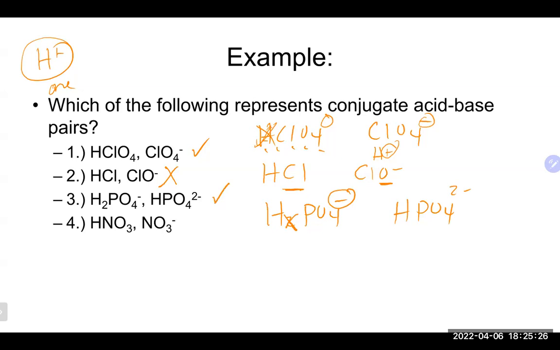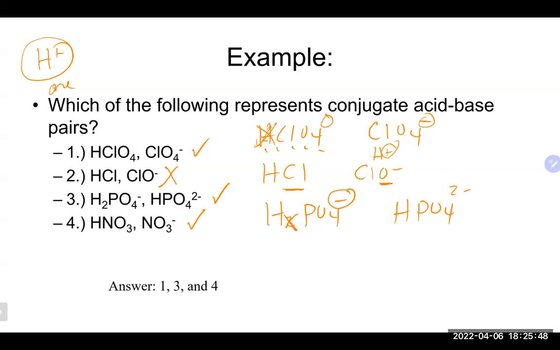And lastly, HNO3 and NO3 minus, that is also a pair. Again, if you put the H plus onto the NO3 minus, you end up with HNO3. Again, +1 -1 gets 0. So that's where the charge goes away. Any question on any of those there?